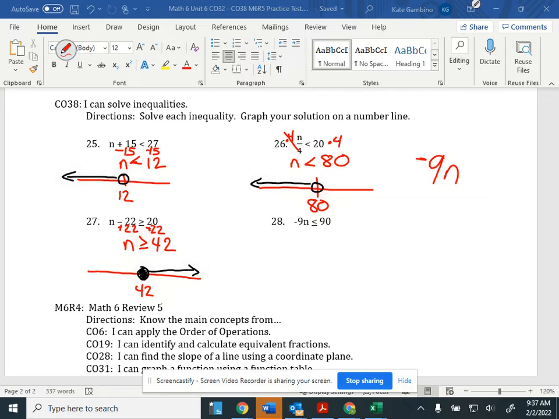So if we're multiplying negative 9 by n, what's the opposite of multiplying? Yes. So we need to divide by negative 9. Divide by negative 9. So negative 9 divided by negative 9 leaves me with my n. 90 divided by negative 9 gives me what? Aiden?